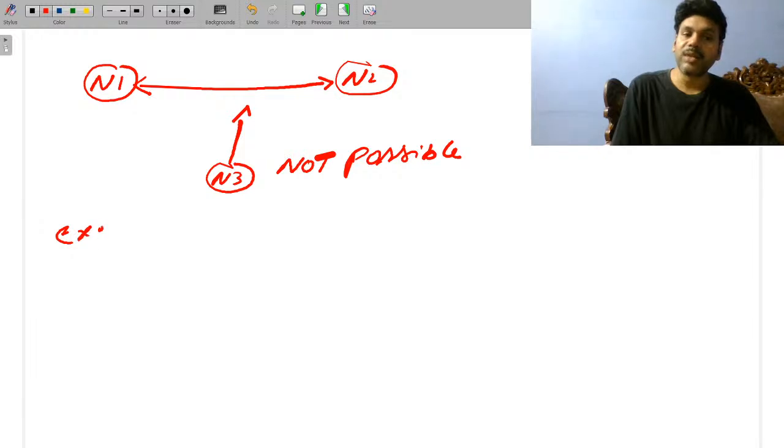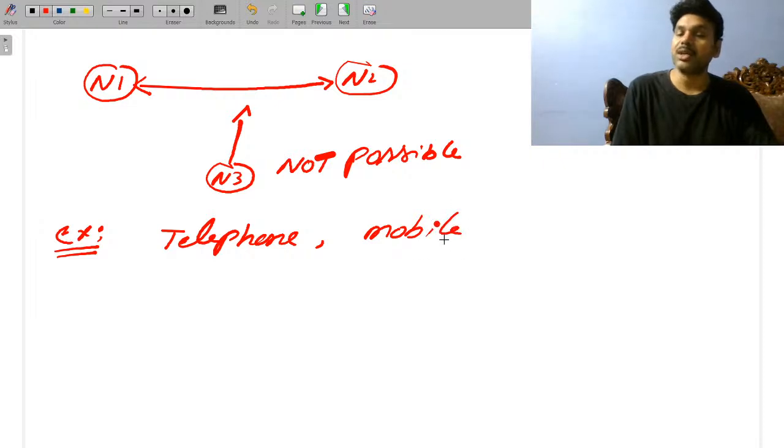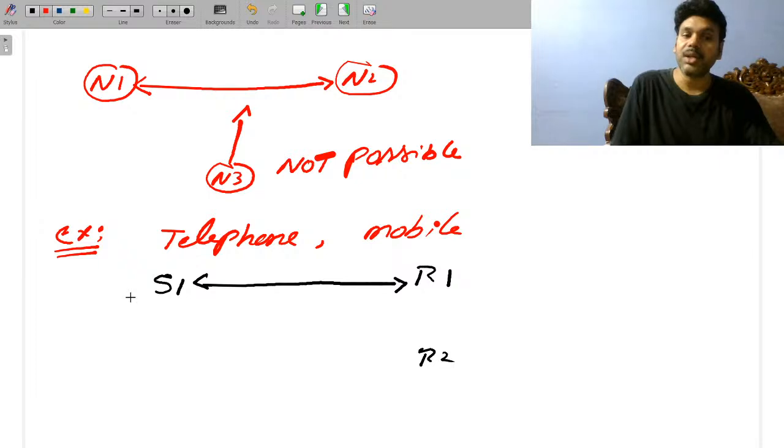So for a real-time example of this point to point, the normal general example is a telephone, where two persons are talking, and another is mobile communication. But another example I want to give you: there is a sender 1 and there is a receiver 1 and a receiver 2. For example, if this S1 would like to transmit the data to R1 and not to R2, this is exactly the meaning of point-to-point communication. The sender is S1 here, and for the receiver I write the destination address as R1.